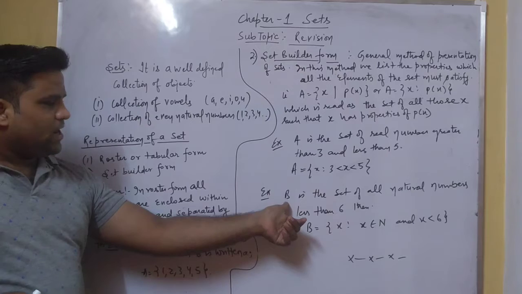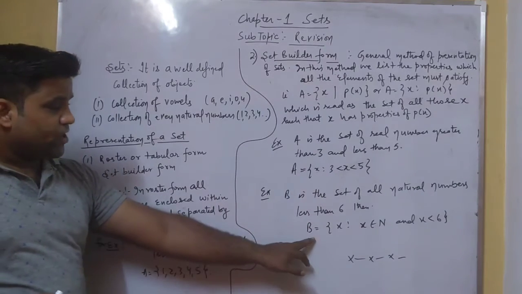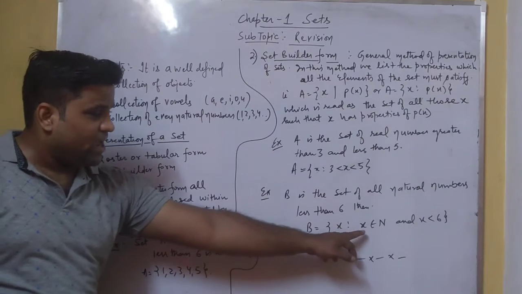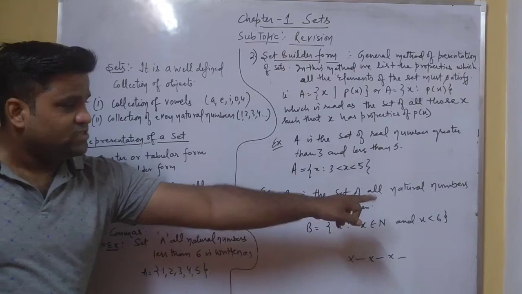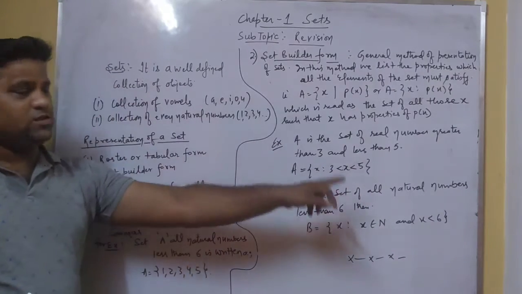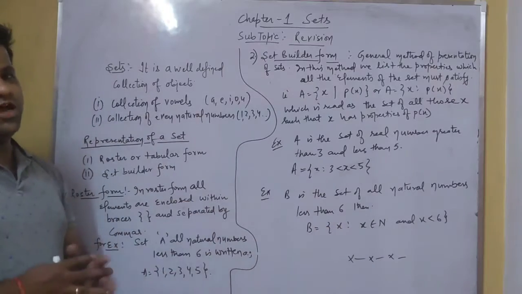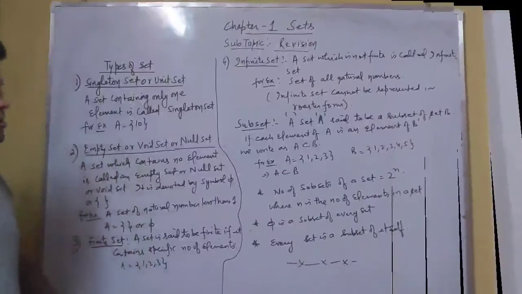Similarly, we can write the second example: B is the set of all natural numbers which are less than 6. So here X belongs to N, which is the natural numbers, and X is less than 6. So here we are representing the whole set by X and the property by this. So this is how to represent a set.